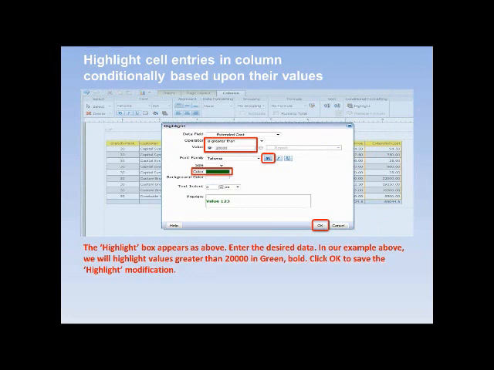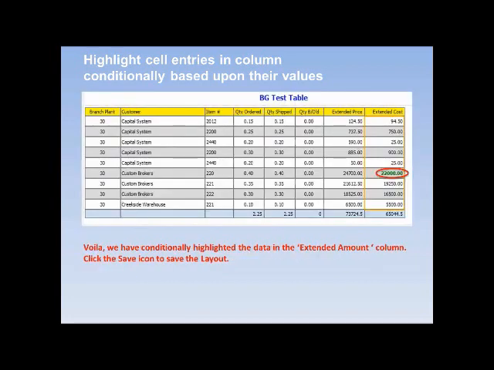And now I have to populate my criteria. I enter the desired data. In the example above, we will highlight values greater than 20,000 in green bold. Click OK to save. And presto, if I'm looking at my table, the green 22,000 appears because it's greater than 20,000. And of course, I would click Save to save my layout.